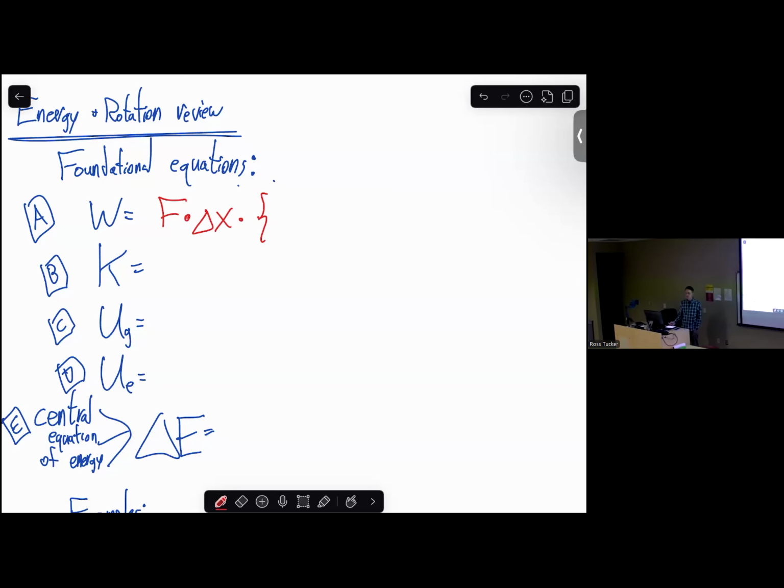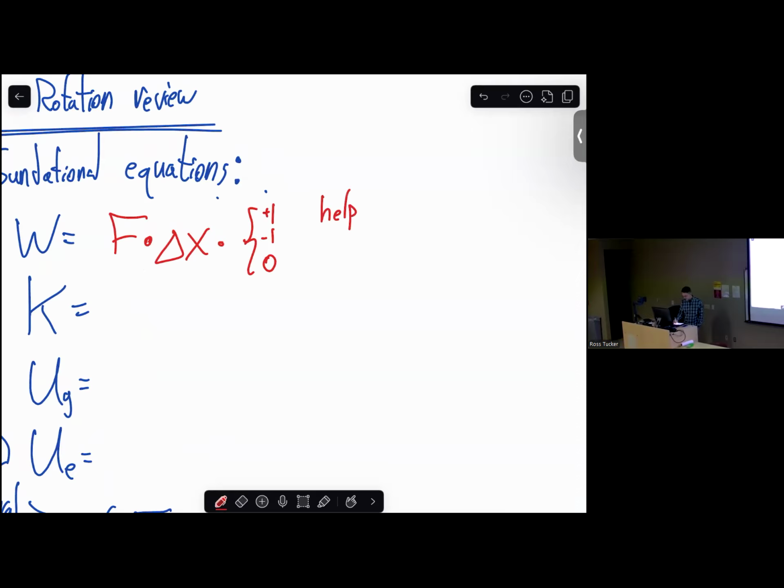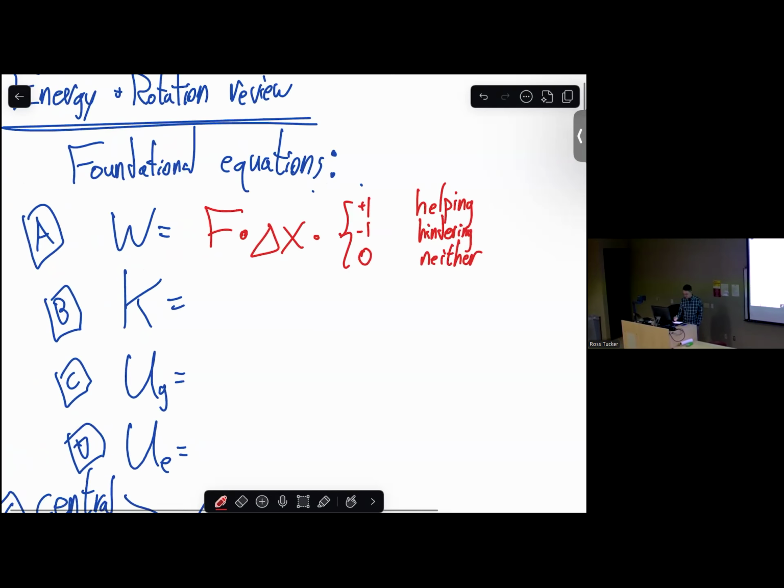Too many people are screwing up the meaning of cos theta. So instead of writing cos theta, let me write this as +1, -1, 0. If helping. If hindering, does everyone know what I mean by hindering? I've been using this word the entire semester. You are hindering something, you are opposing it, you are the opposite of helping. So force times displacement times positive, negative, 1 or 0, depending on what that force is doing for that displacement.